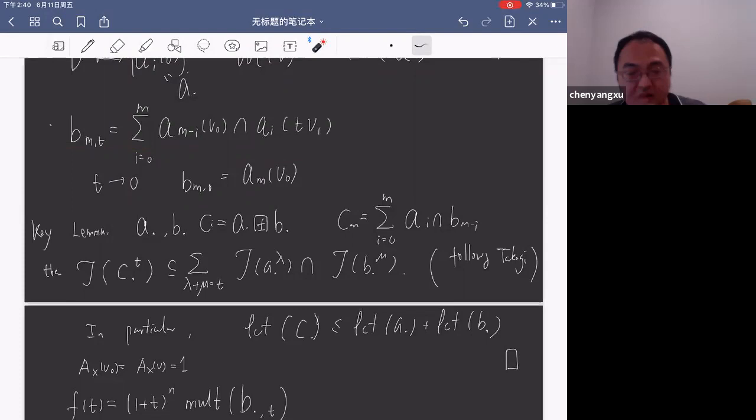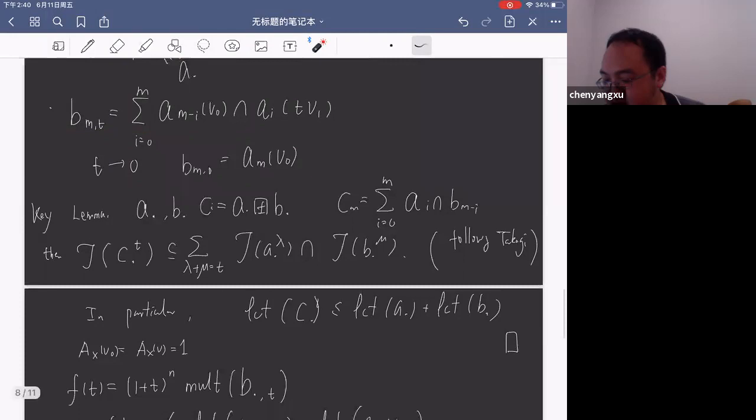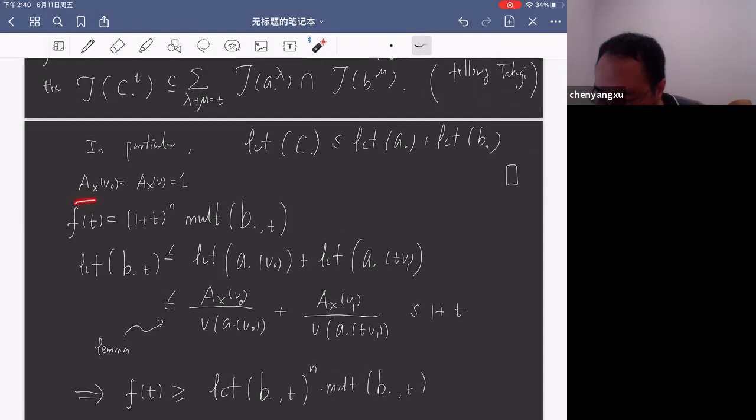So, any questions about what we're doing here? Okay. So once we have this lemma, now we try to study the uniqueness. Let's assume that V0 and V1 are both minimizers, and I can rescale them to make the log discrepancy to be 1.